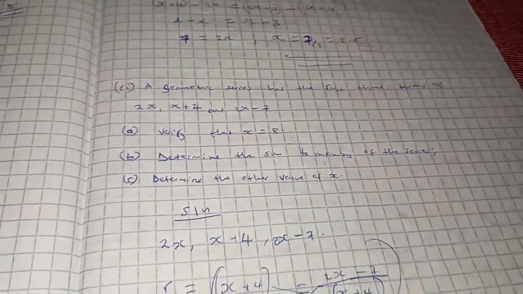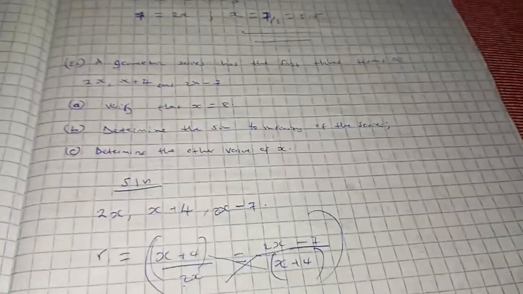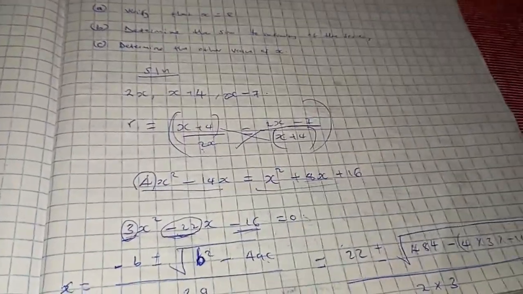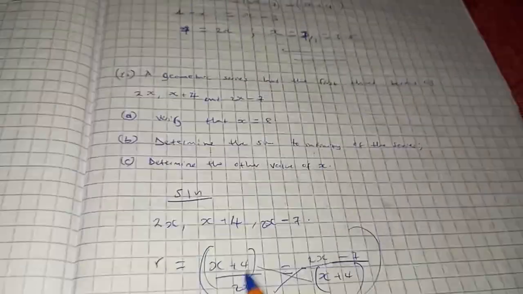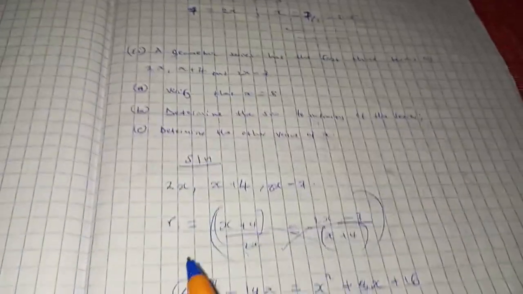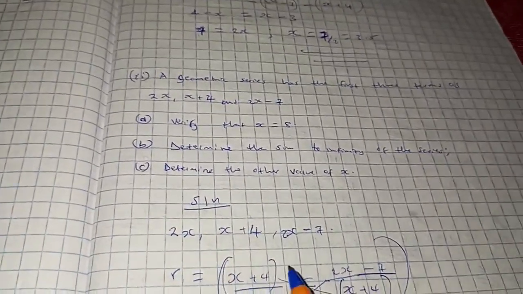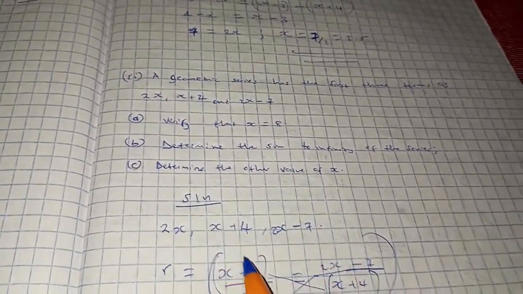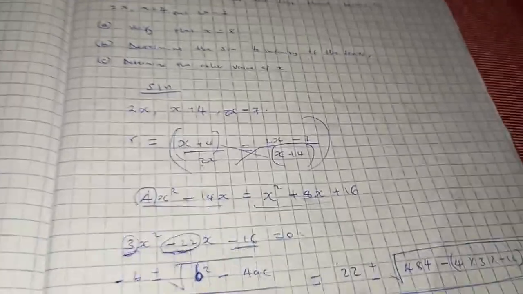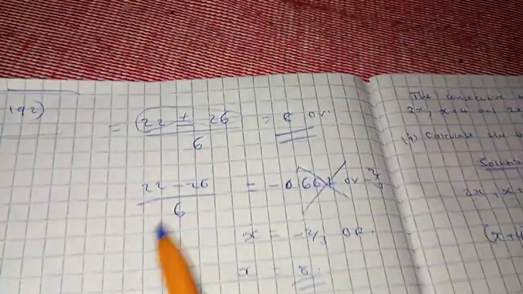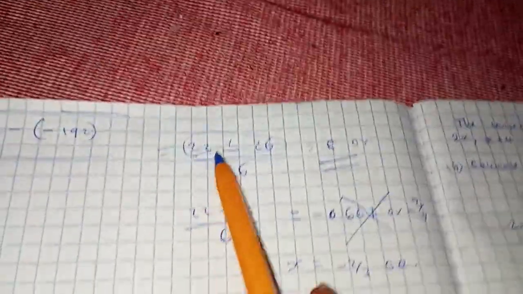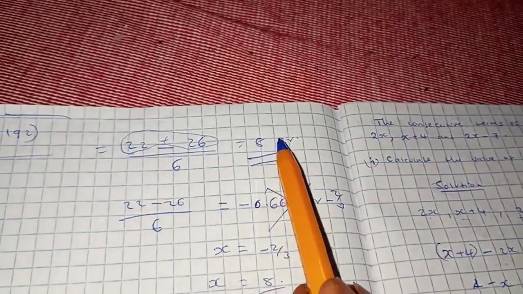So today I want us to determine the sum to infinity of a GP. Then we determine the other value of x. From the previous solution, after simplifying, we first defined the common ratio r by taking the second value divided by the first value, and equated it to the third value divided by the second value. After simplifying, if we picked the positive part, we got the value of x to be 8.